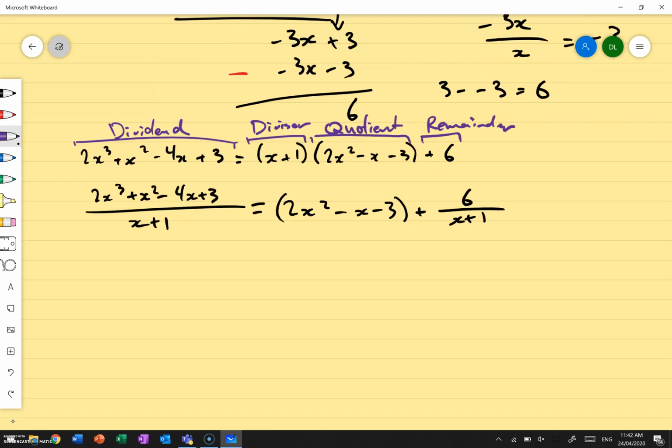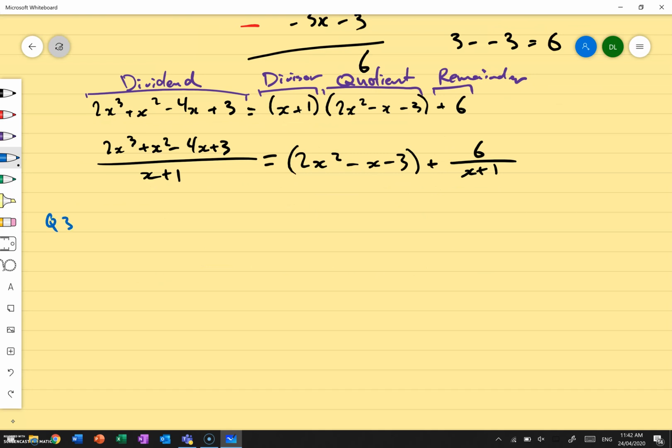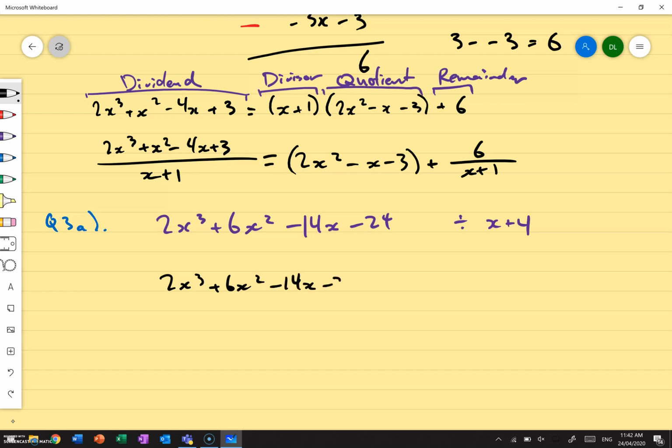I'll just quickly go through question 3a. So same thing, the question is to take 2x cubed plus 6x squared minus 14x minus 24 and divide that by x plus 4. I need to show that the linear expression is a factor of the polynomial, so I should end up with no remainder, okay? So I'm going to rewrite that and then do the escape ramp thing. So I go 2x cubed plus 6x squared minus 14x minus 24. Divide that all by x plus 4.